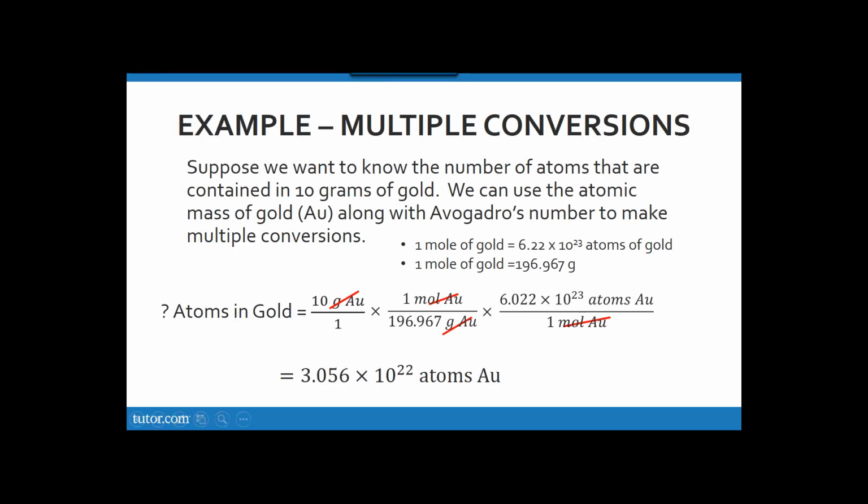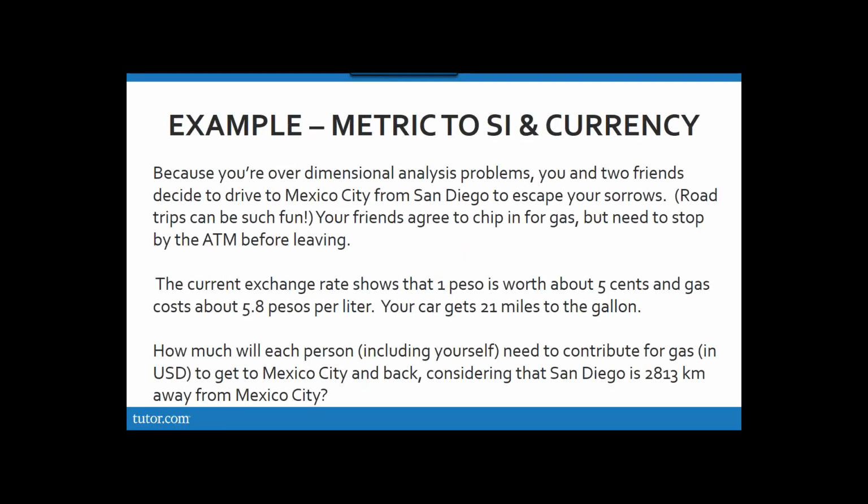Okay, this one will be our final example, and it's a doozy, but we can do this, okay? All right, so let's take a look. Because you're over dimensional analysis problems, you and two friends decide to drive to Mexico City from San Diego to escape your sorrows. Road trips can be really fun.